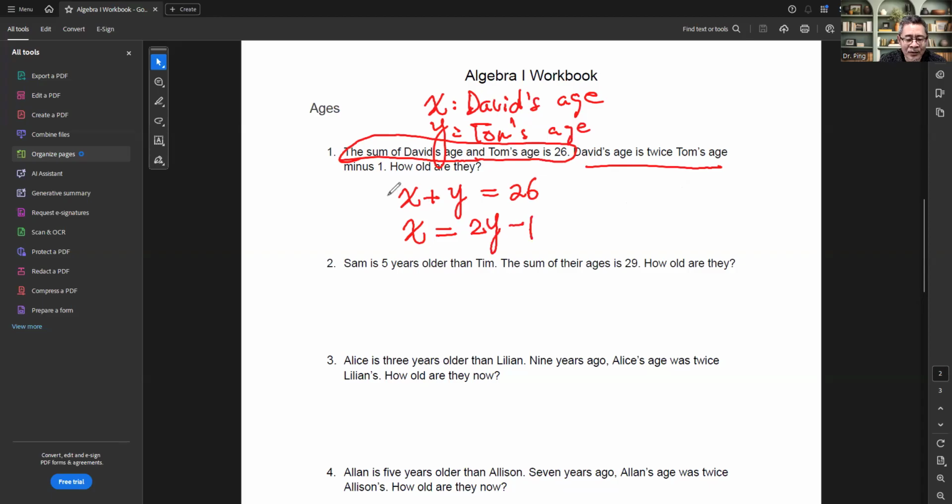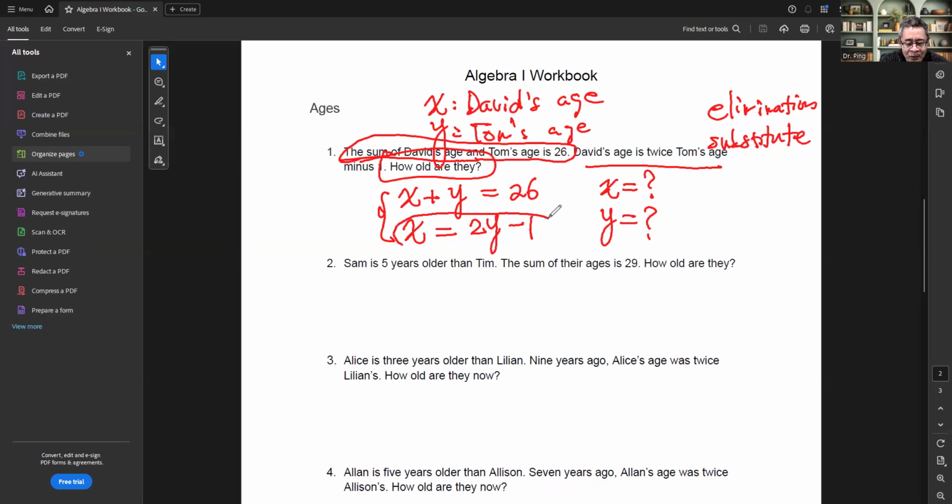And now we got this. This is what we call a system of equations. And what they want is, how old are they? Basically, we're trying to figure out what X is and what Y is. There are two ways to do it. One is called elimination, and another one is called substitution. We're going to use substitution here because we have this one there already.